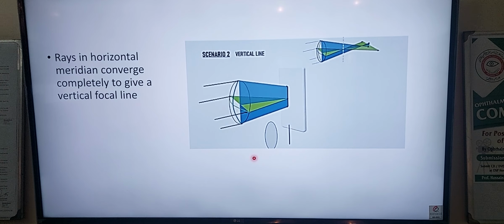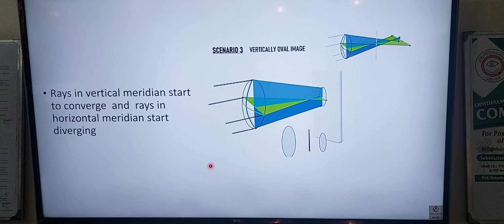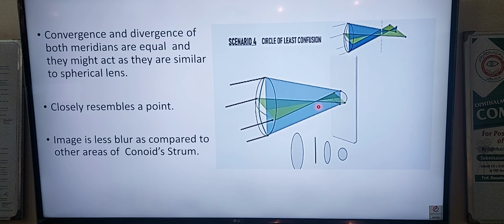Here we get a vertically oval image, as rays in the vertical meridian are starting to converge and the horizontal meridian rays are starting to diverge now after they have been converged. This is the circle of least confusion. Here the convergence and divergence of both meridians are equal and they act similar to a spherical lens. It closely resembles a point. Here the image is still blurred but is less blurred as compared to other areas of the conoid of Sturm.